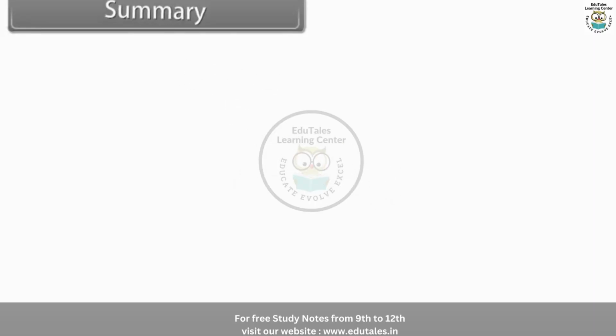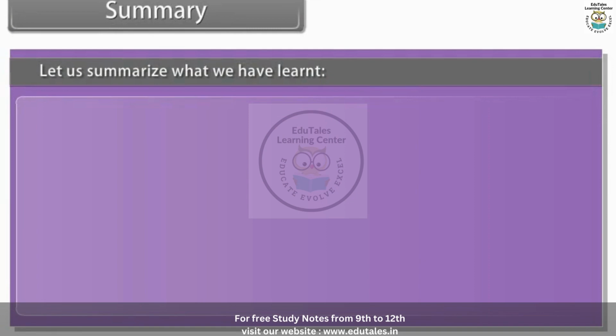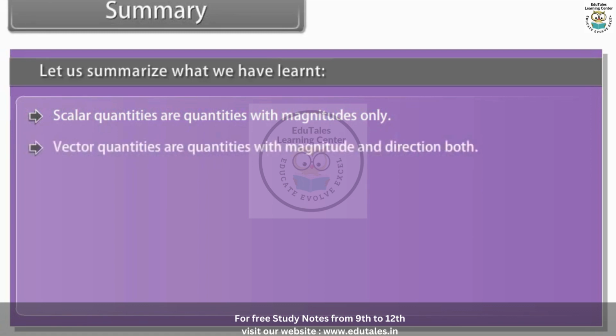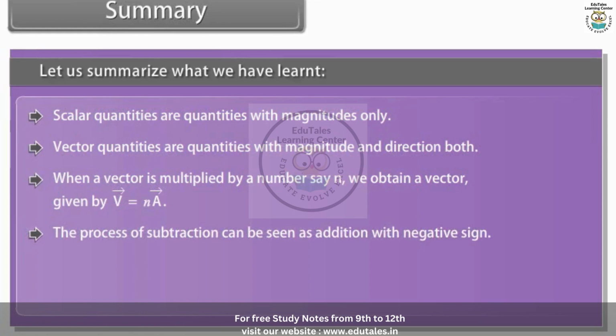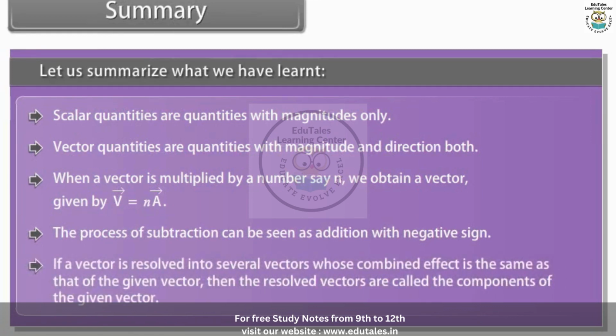Summary. Let us summarize what we have learned. Scalar quantities are quantities with magnitude only. Vector quantities are quantities with magnitude and direction both. When a vector A is multiplied by a number, say n, we obtain a vector v given by v vector is equal to n times A vector. The process of subtraction can be seen as addition with a negative sign. If a vector is resolved into several vectors whose combined effect is the same as that of the given vector, then the resolved vectors are called the components of the given vector.